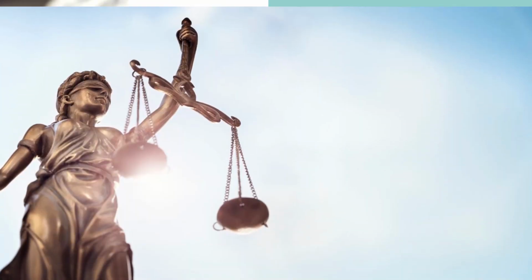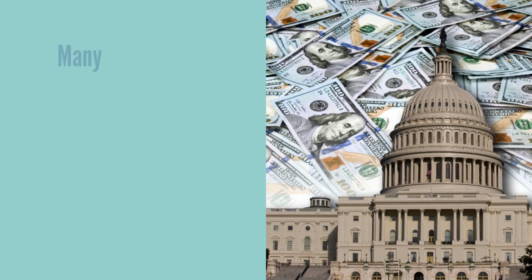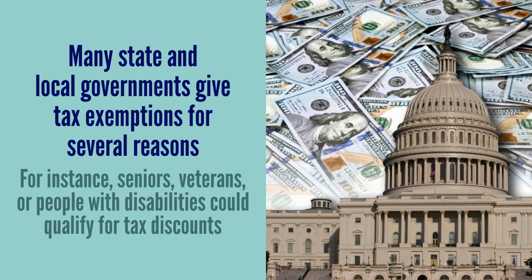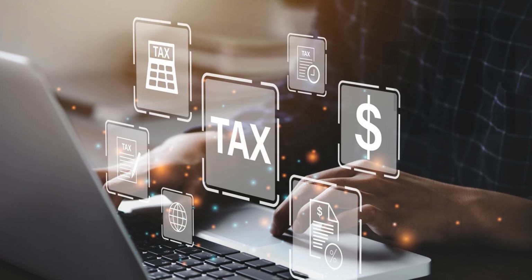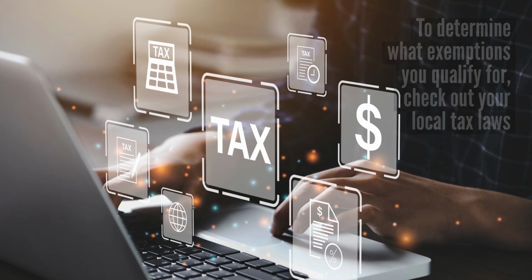And lastly, number 6, see if you qualify for tax exemptions. One of the easiest ways to lower your property taxes is by seeing if you qualify for any exemptions. Many state and local governments give tax exemptions for several reasons. For instance, seniors, veterans, or people with disabilities could qualify for tax discounts. To determine what exemptions you qualify for, check out your local tax laws.